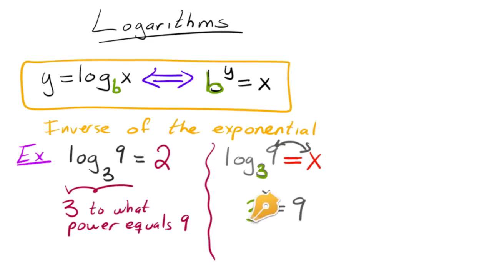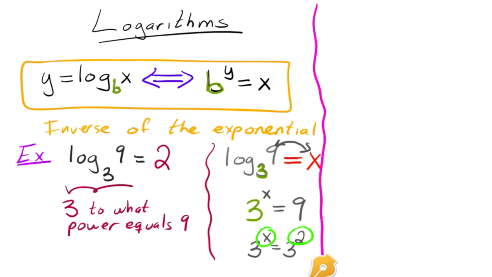So then you go, okay, well, what's the x value that makes this equal to 9? Well, you can either guess that it's 2, or you can write it as 3 to the x equals 3 squared. And so then you can see that x has to equal 2. Okay. All right, well, let's do another example.